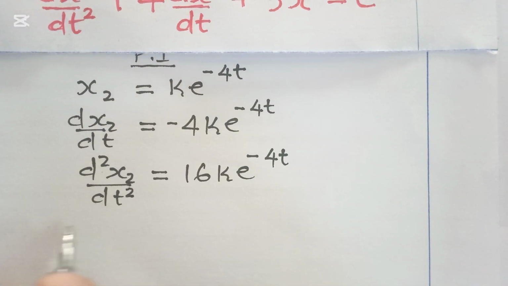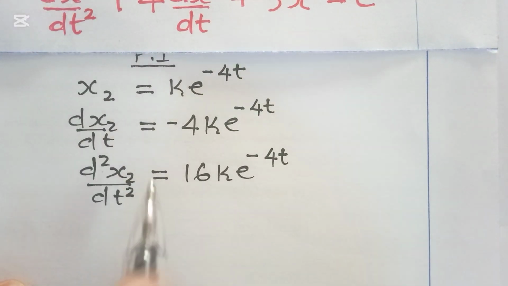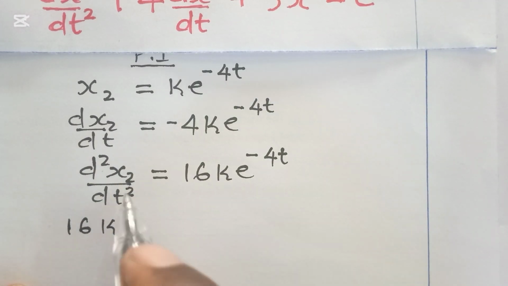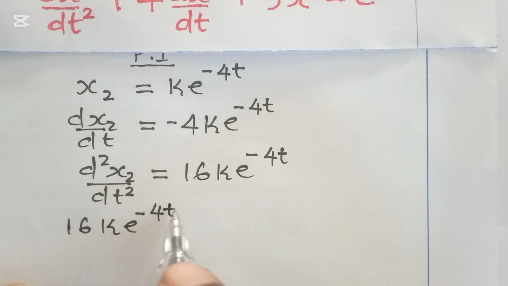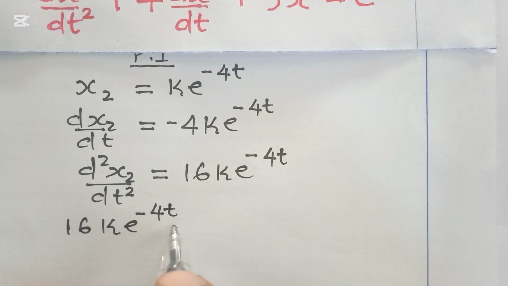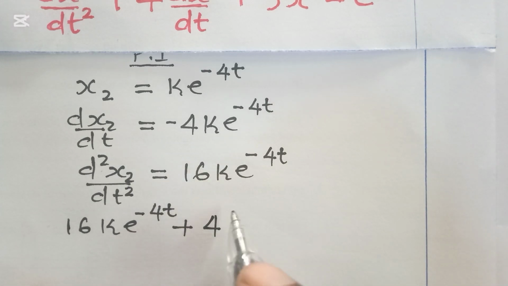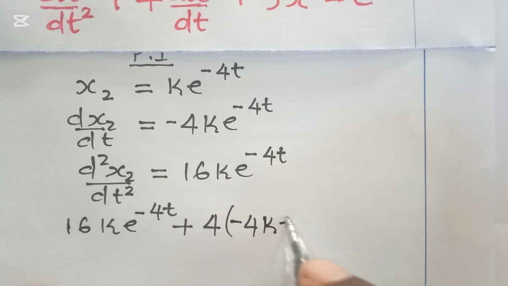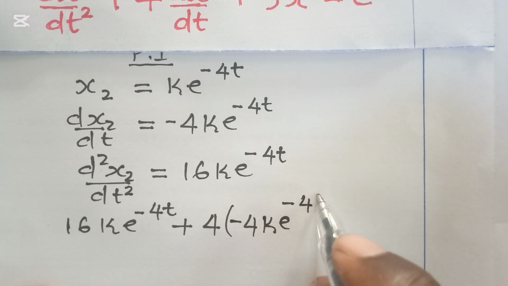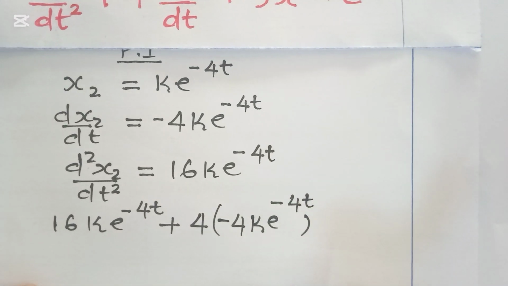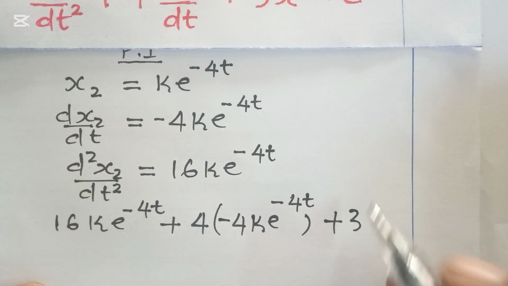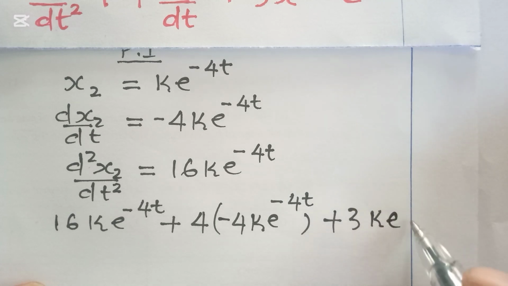And so guys, we are going to put, for d squared x over dt squared, we write 16k e raised to negative 4t, like that, plus now we come to 4, and then we replace with that. That is going to be negative 4k e raised to negative 4t like that, plus 3. We replace that with x2, that is k e raised to negative 4t.